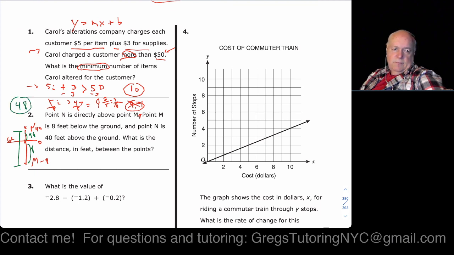All right. It's not 32. It's not 40 plus that. What we're basically trying to do is get 40 plus the absolute value of minus 8, if you will. All right.